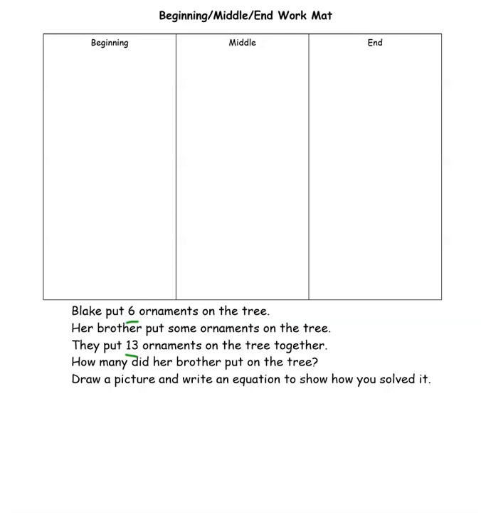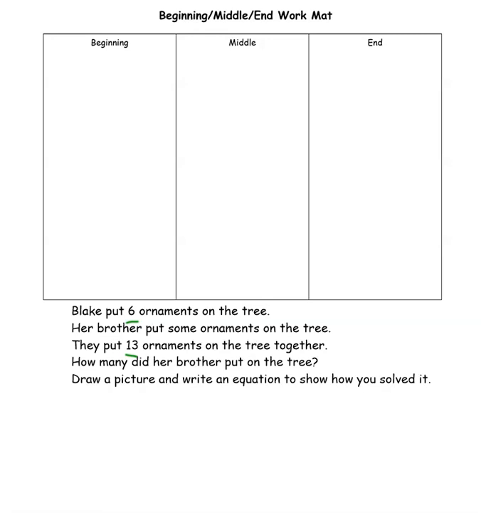This time we're going to read it with the numbers to try to make sense of those numbers, to see what those numbers represent. Blake put 6 ornaments on the tree. Her brother put some ornaments on the tree. They put 13 ornaments on the tree together. How many did her brother put on the tree? Draw a picture and write an equation to show how you solved it.